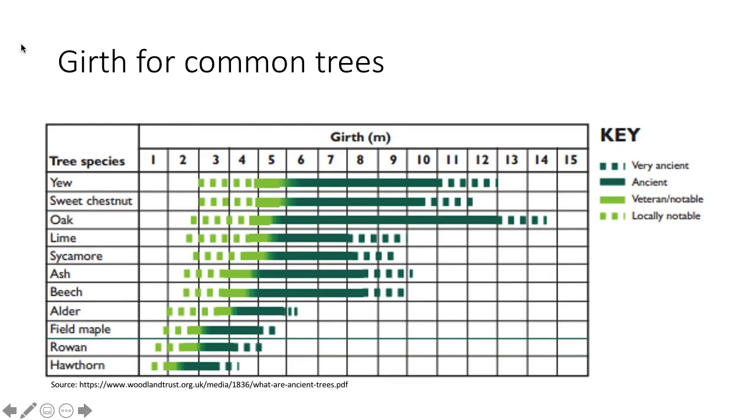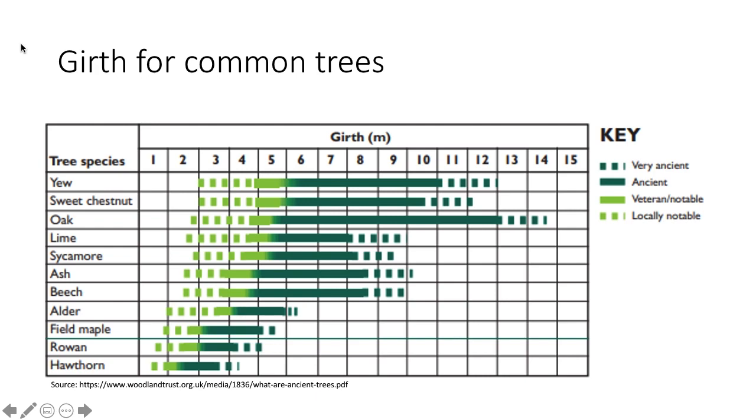So what do these measurements mean? When you're talking about measuring girth, we're trying to also take into account what species you're looking at. So that's another important part of recording ancient, veteran or notable trees, is understanding not only how big the girth is and the features of the tree, but also what species of tree you are looking at, and what you would expect to find for each of those species for it to be classed as veteran, notable or ancient.